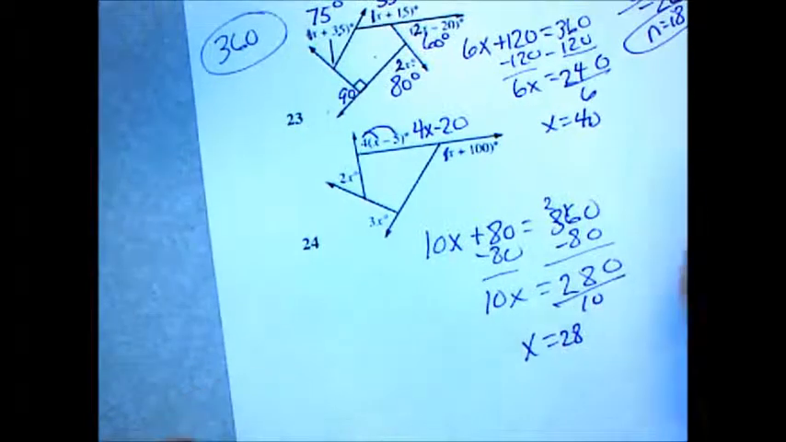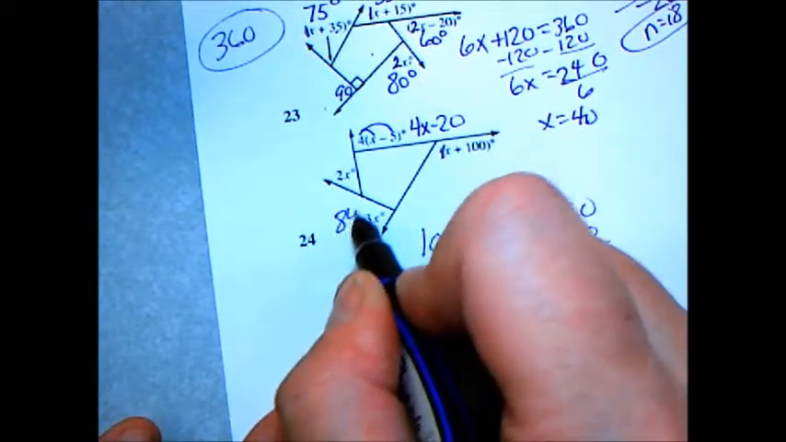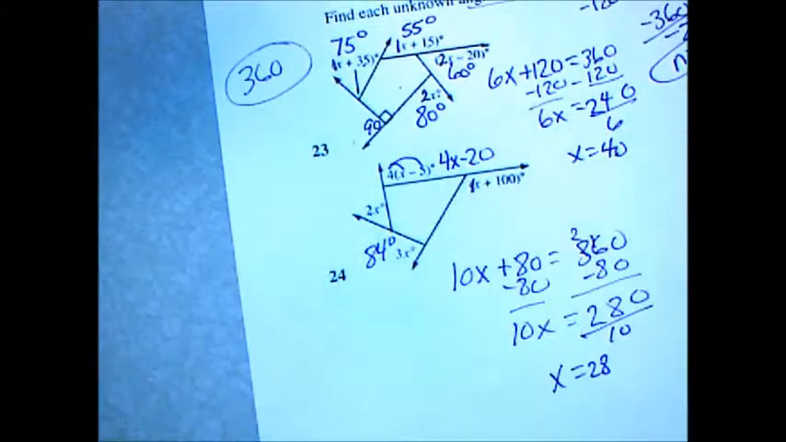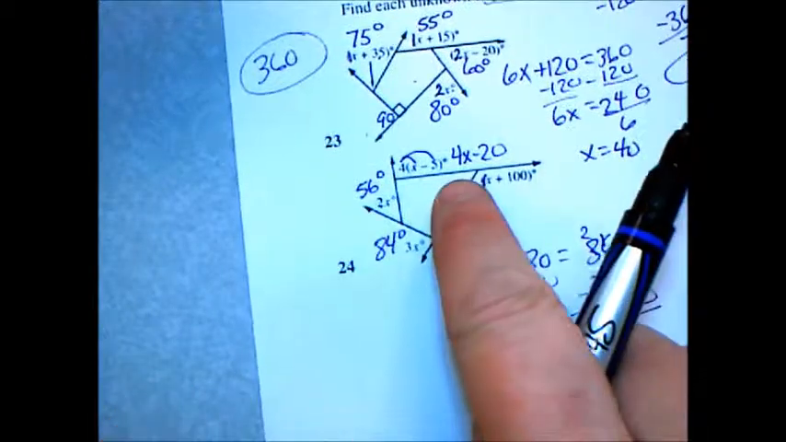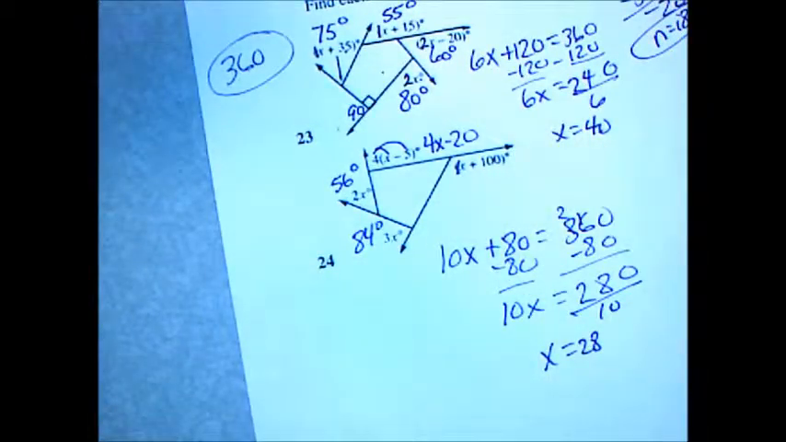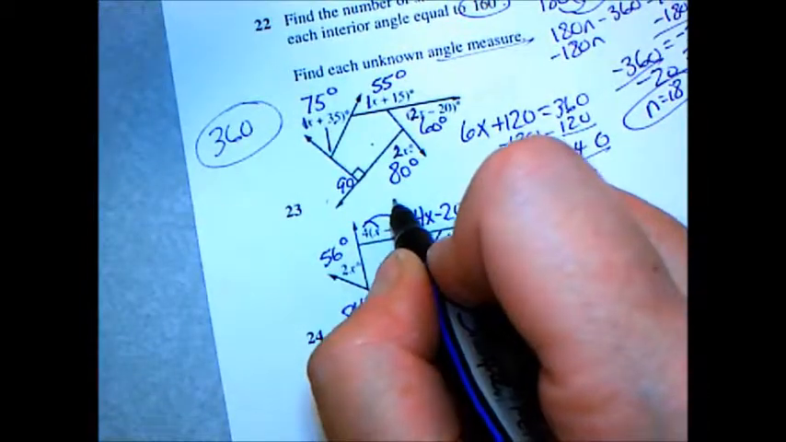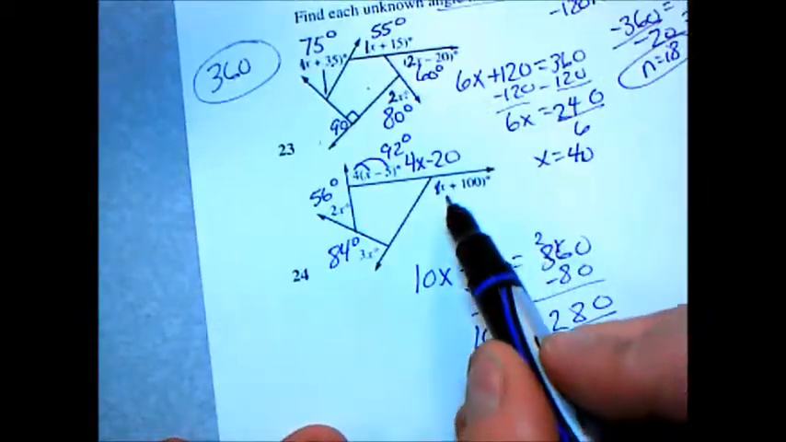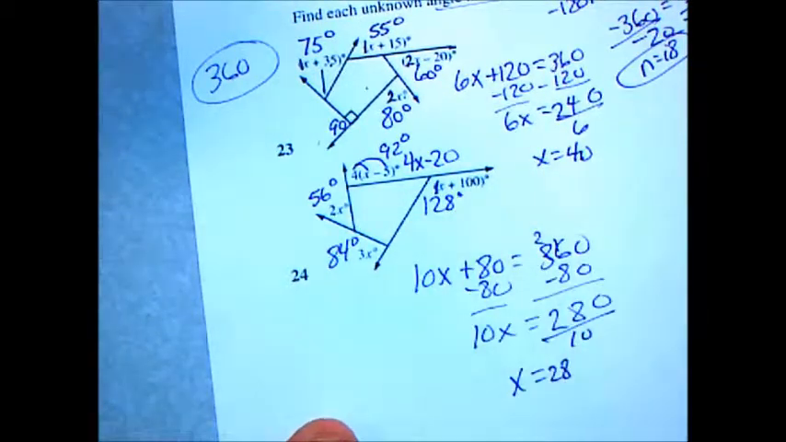Let's plug it back in. I need to know 3 times 28 means this little angle here is 48 degrees. 2 times 28, that angle is 56 degrees. Up here, I'm going to do 4 times 28 minus 20. It tells me this top angle is 92 degrees, and then this last one would be 128 degrees.